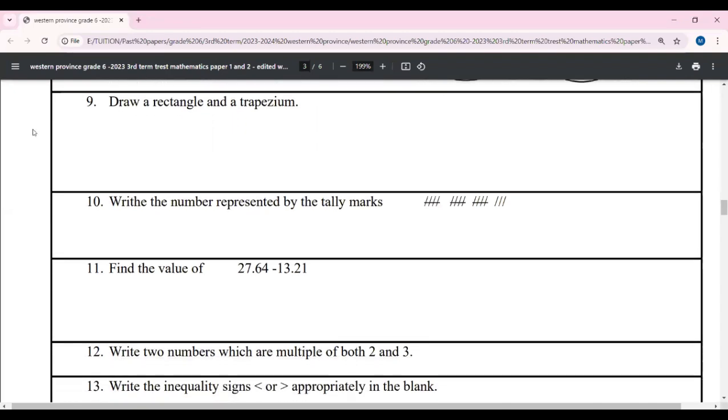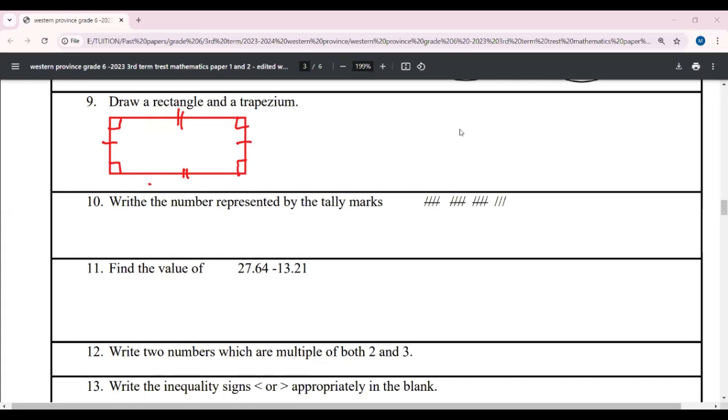Let's go to the 9th question. Draw a rectangle and a trapezium. You have to draw a rectangle like this. If you draw a rectangle, you have to mark these things. These all have to be right angles, and opposite sides are equal in length, so you have to mark that too.